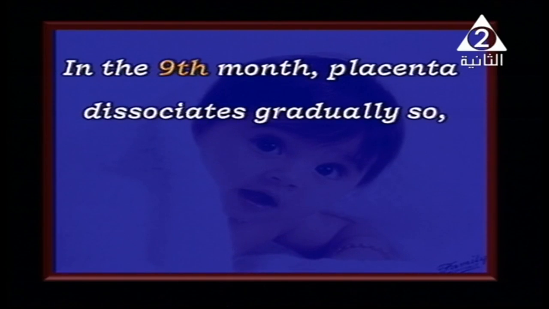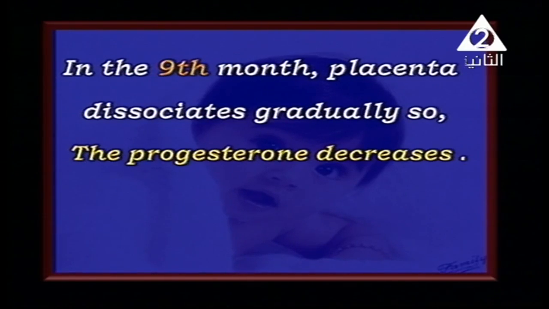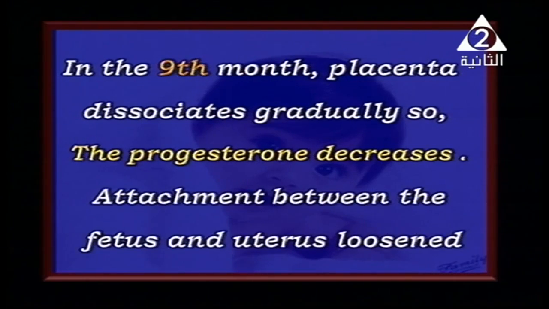In the 9th month, focus here, the placenta dissociates. It disintegrates, or it is not needed anymore. It dissociates gradually. So the progesterone hormone decreases, and the attachment between the fetus and the uterus becomes loosened. The attachment between what? Between the fetus and the uterus.